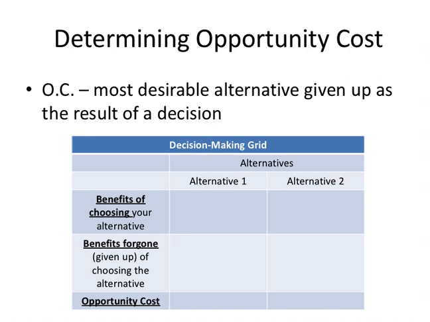So take a minute with your partner, either side of you, a group of three is fine as well. Go ahead, talk about the benefits of choosing, the benefits foregone, and what you think the opportunity cost would be. We'll stick with the topic of eating breakfast in the morning versus not eating breakfast in the morning.